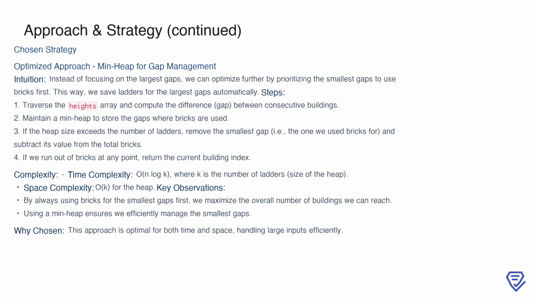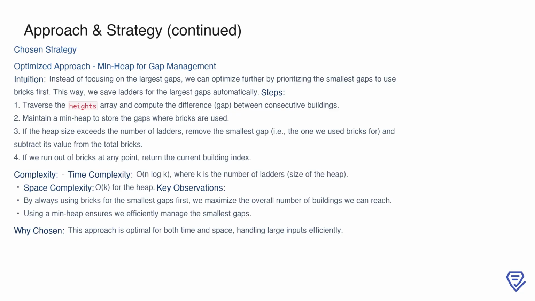The idea is simple: by using bricks to cover the smallest gaps, we naturally save ladders for the largest ones. Here's how it works: as we traverse the heights array, we compute the difference between consecutive buildings and maintain a min-heap to store the gaps where bricks are used. If the heap size exceeds the number of ladders, we remove the smallest gap from the heap and subtract its value from the total bricks. If we run out of bricks at any point, we return the current building index.